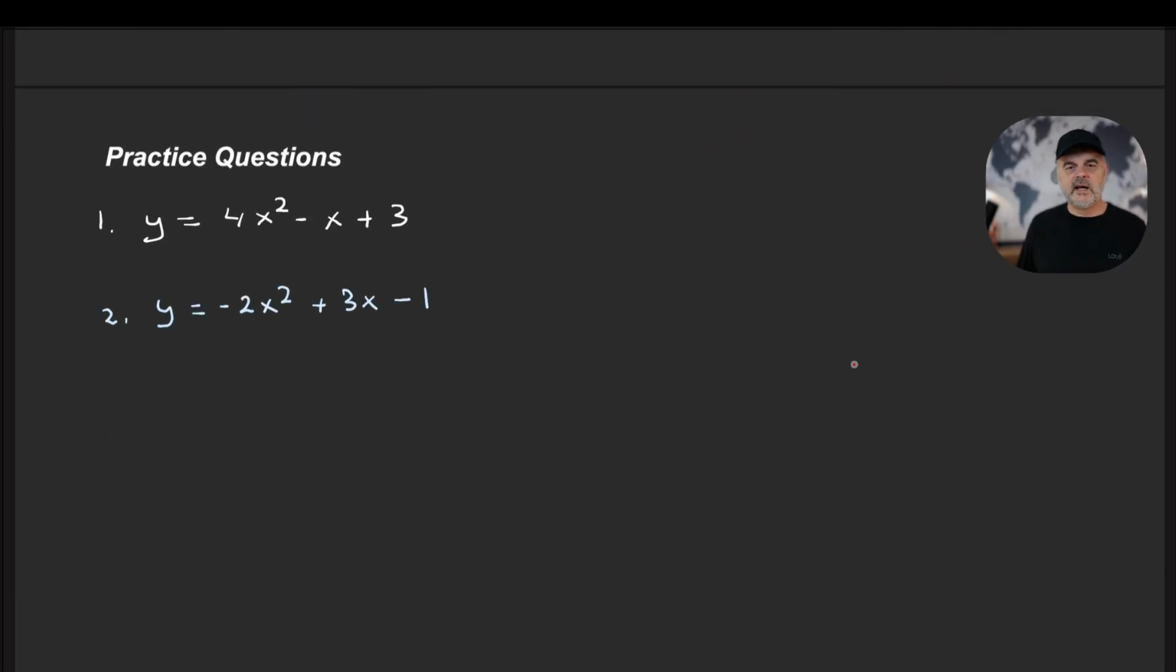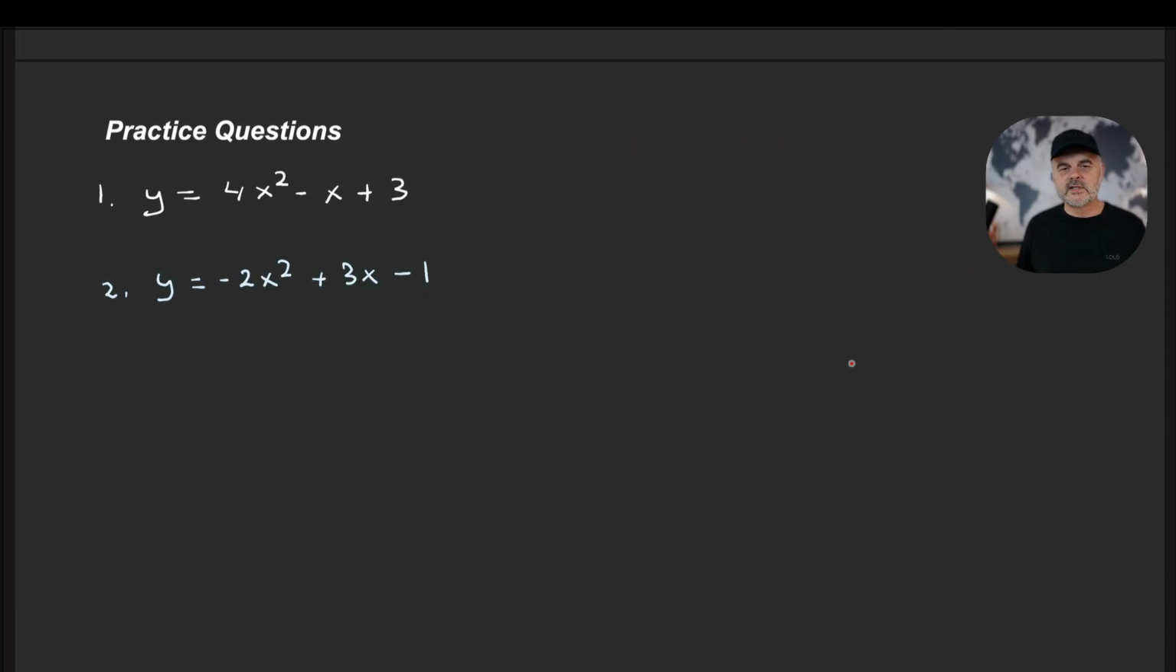For the meantime, do the practice questions and identify the coordinates of the vertex if you can. Use the Desmos software to visualize how the graph looks. Identify the direction of the opening and the axis of symmetry.